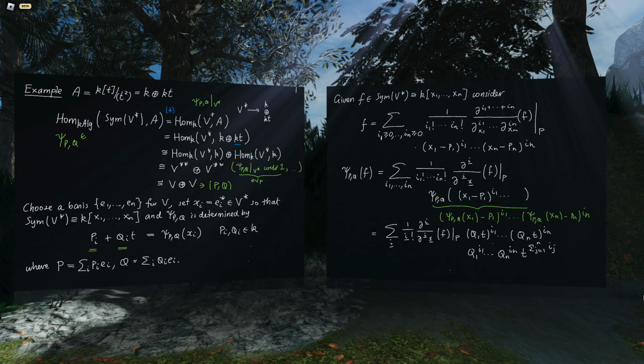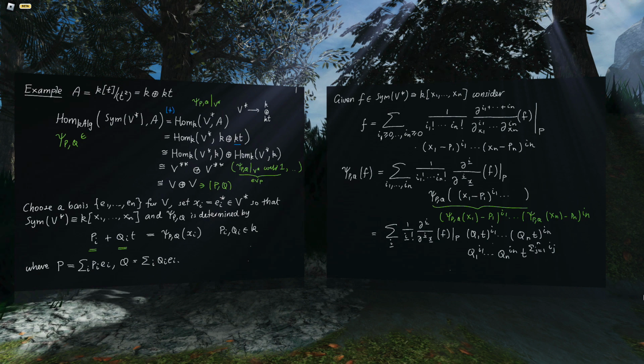But the codomain of the psi is in A. And in A, anything that has a power of t above 1 is 0. So most of these sums, I mean, this is a finite sum because the polynomial only has finitely many non-zero derivatives. Most of these sums are 0. So which ones actually survive?